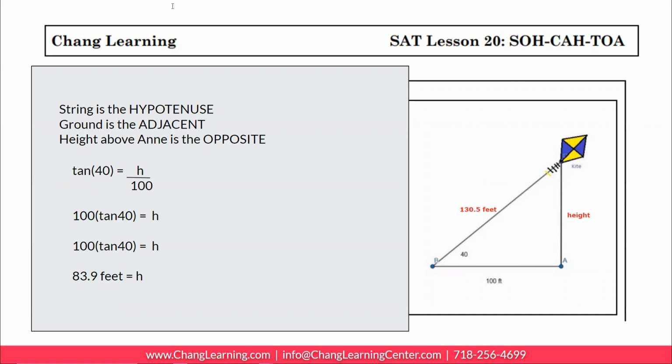So again, it's from our friend Betty's perspective. So Betty is here. Now we want the opposite over the known adjacent. So set up tan 40 equals h over 100. Multiply both sides by 100, and we get 100 tan 40 equals h. Use your calculator to calculate tan 40, which is 0.839. Multiply that by 100, and you get the height above her friend is 84 feet rounded, or 83.9 feet.